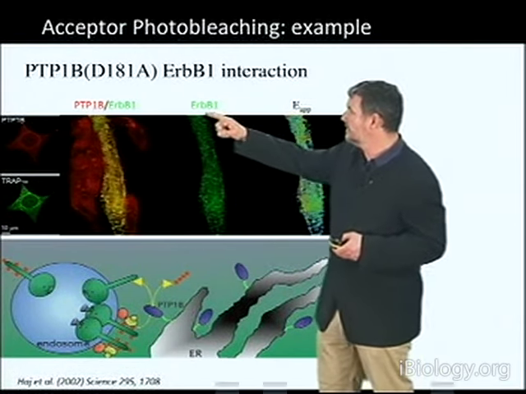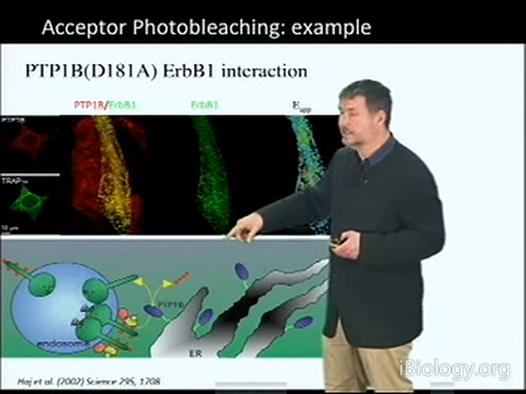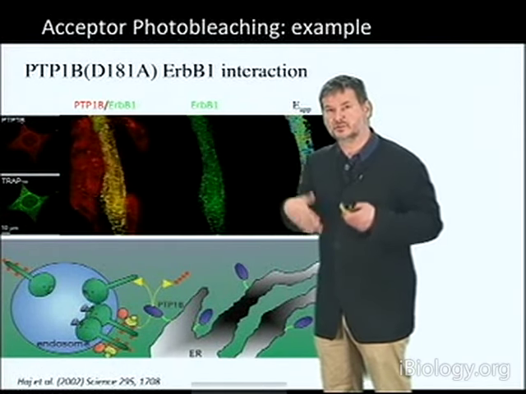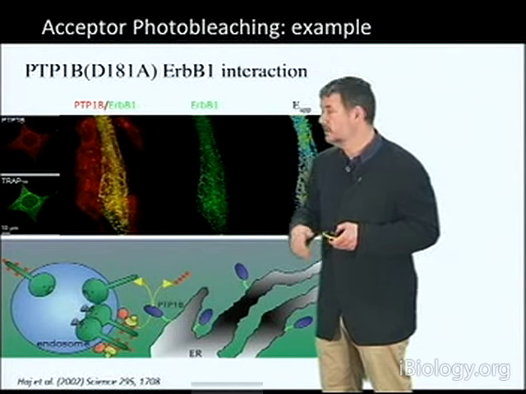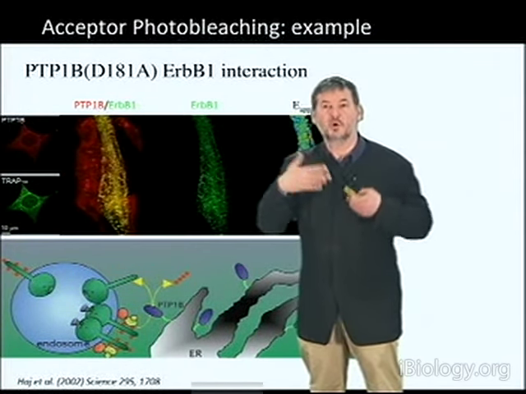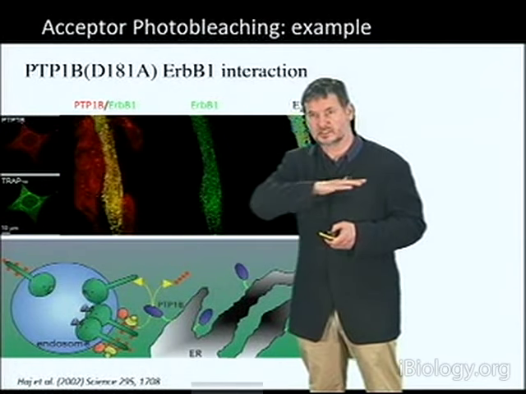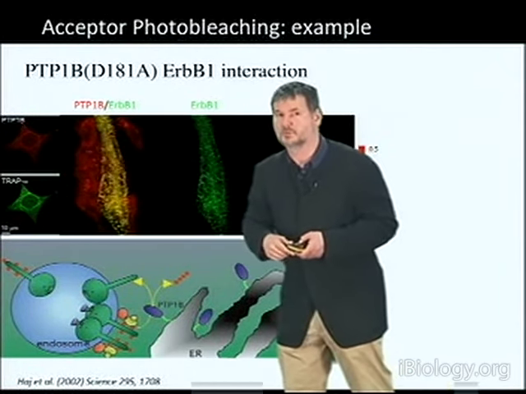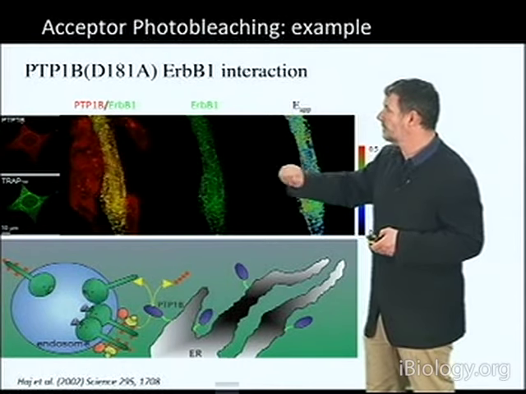So what you do is you take a donor stack. So you take a complete stack to obtain a three-dimensional distribution of your donor. You then photobleach the acceptor by just scanning over one plane, because the dose effect of photobleaching just needs to stay in one place, at least in one-photon approaches. You photobleach the acceptor completely.